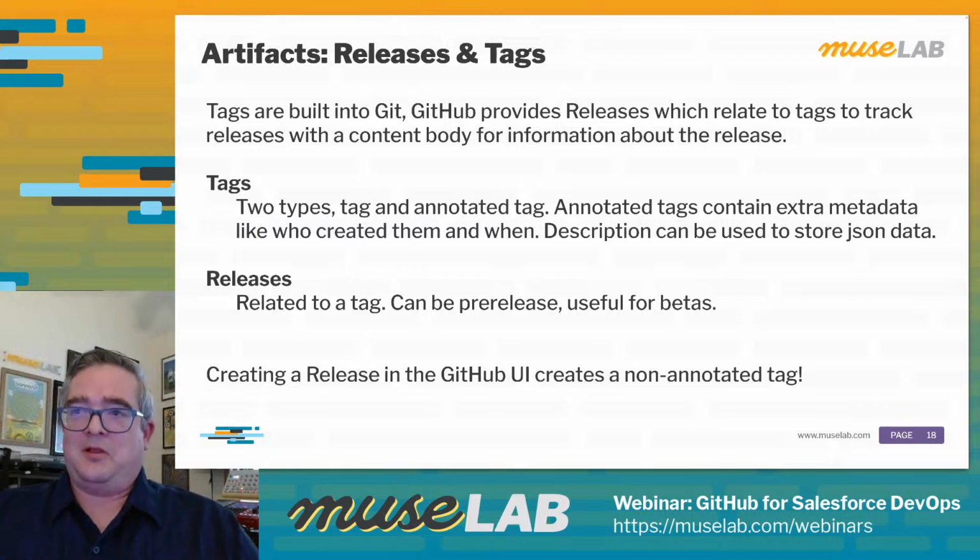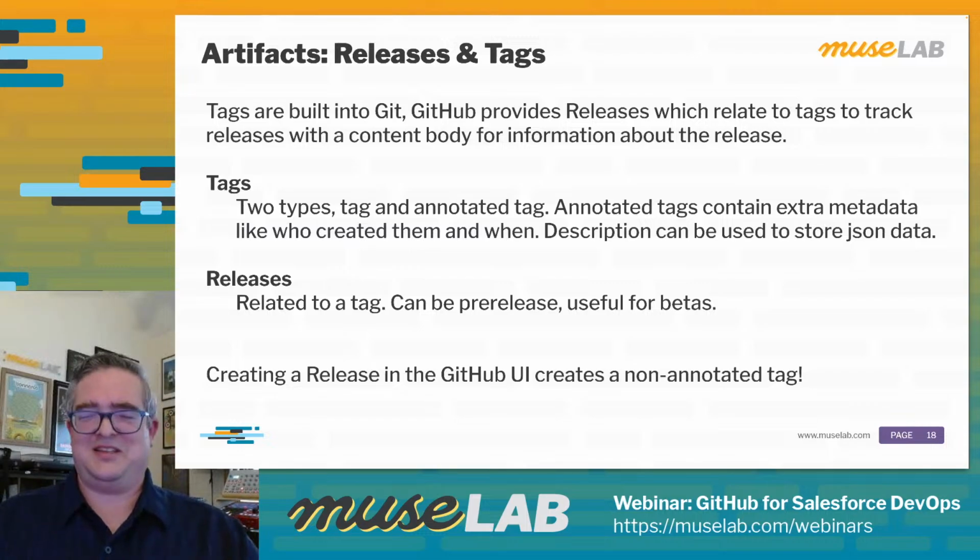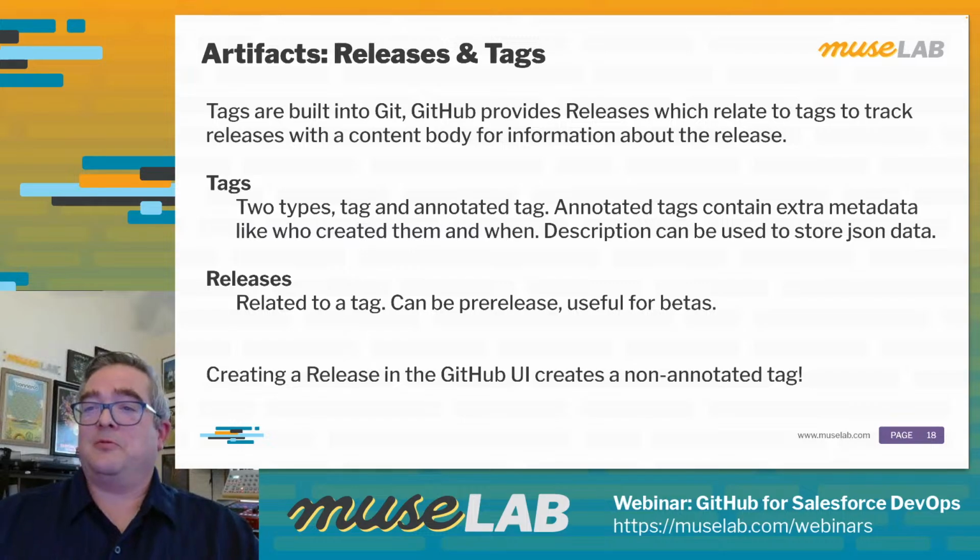One thing I think that a lot of people don't realize about tags is that there's actually 2 types of tags in Git. There's a non-annotated tag, and then there's an annotated tag. I forget the exact details. I think one is just a ref, one is a ref that points to a tag that points to a ref. And that's an annotated tag. But annotated tags can contain extra metadata, like who created them and when it was created. They also have a description field, which is just an open text field that you can use to store JSON data in. And then releases are related to a tag.